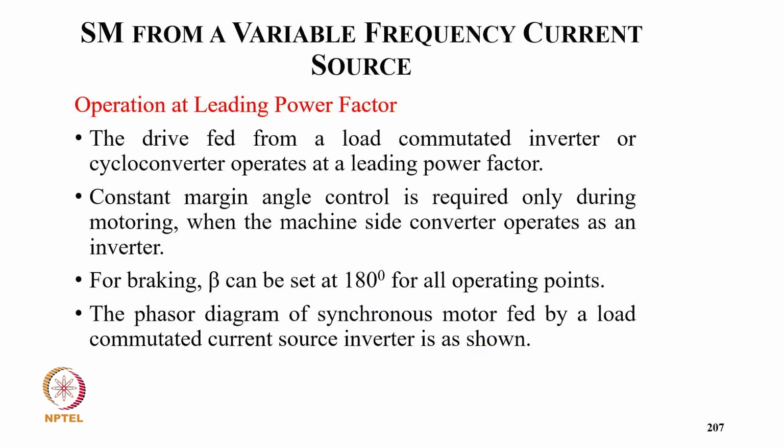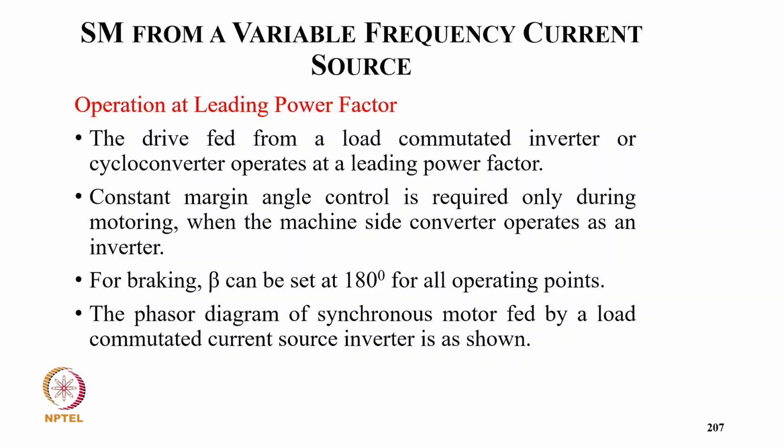Operation at leading power factor. A drive fed from a load commutated inverter or cycloconverter operates at leading power factor, and the constant margin angle control is required only during motoring, when the machine side converter operates as an inverter. For braking, beta can be set at 180 degrees.